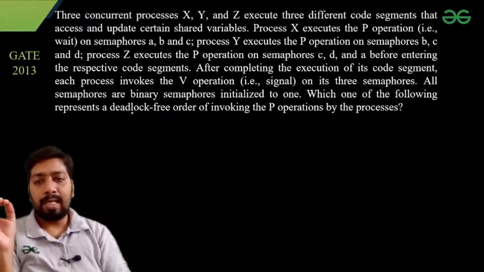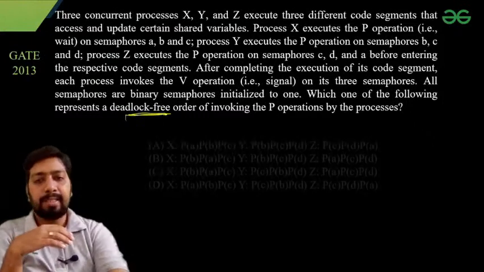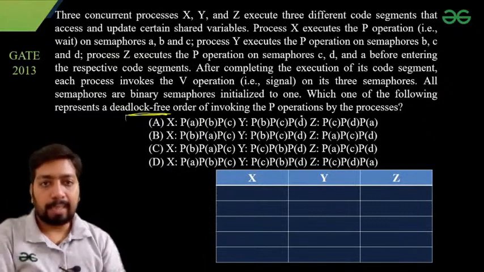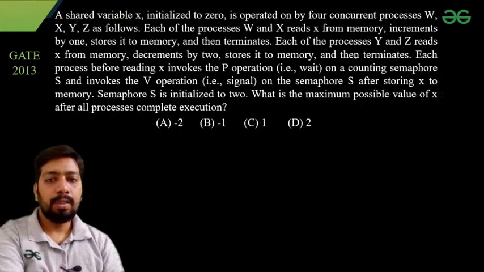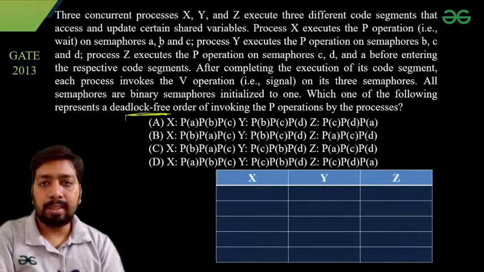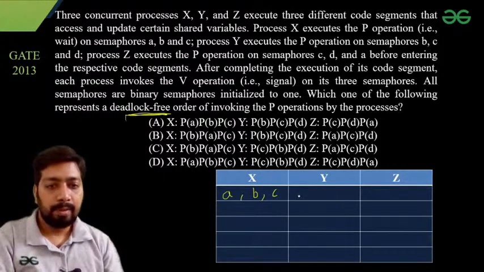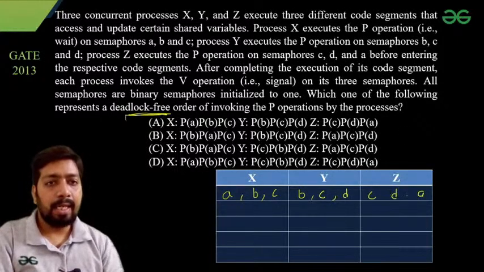So we want deadlock free. This is the main condition here. These four options were given, so let's solve for W and X. For X, what are the semaphores? For X, there are three semaphores: P of A, P of B, and P of C. So let me write A, B, and C. For Y, there are three semaphores, so let me write B, C, D. And for process Z, there are three semaphores: C, D, A.